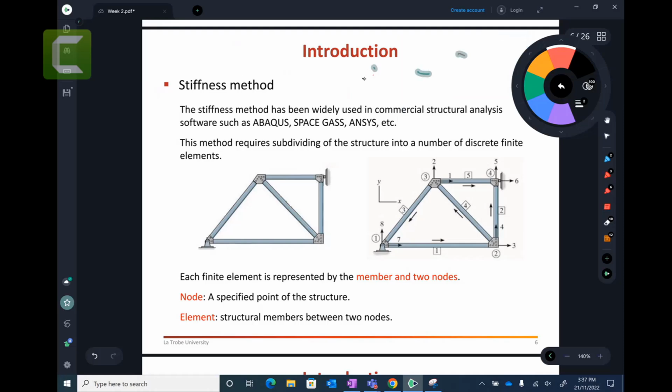So we want to calculate the deflections: if someone applies the load, how much is this point B going to move in the X direction, and how much is point B going to move in the Y direction? That's what we want to find. We also want to find the internal forces applied in these members.